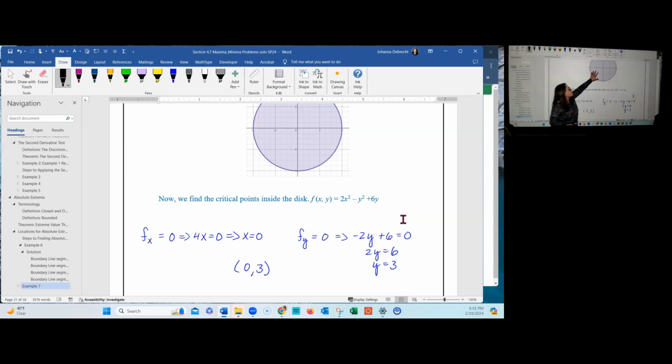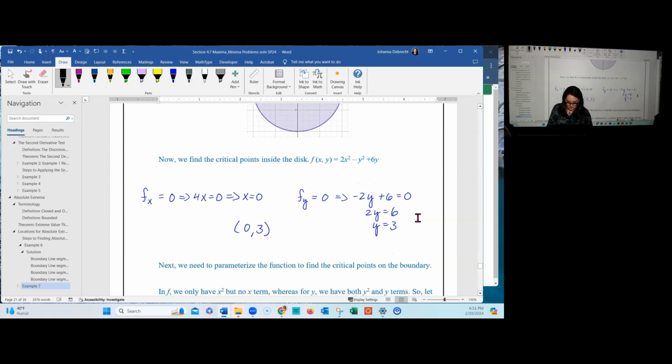This is the point on the interior of the circle where I need to look to see if I have an absolute maximum or minimum for the z value. The next thing I need to do is parameterize the boundary. The boundary is given by the circle x squared plus y squared equals 16. And my function is 2x squared minus y squared plus 6y.